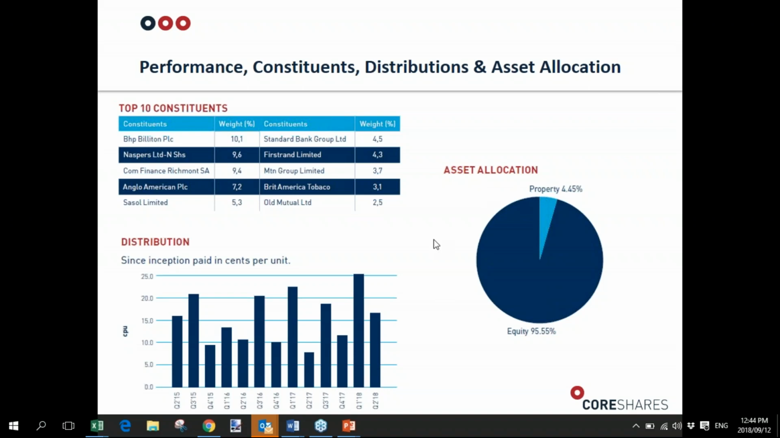And then this is, again, very important, the asset allocation. So this is a requirement. We must show what you're actually buying. And you'll see here, what you're buying is predominantly equities.